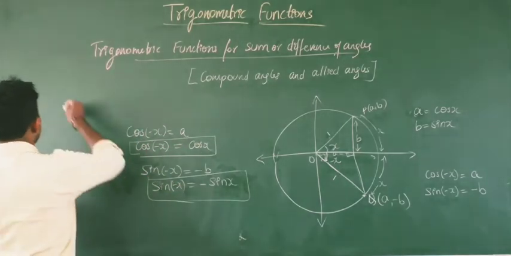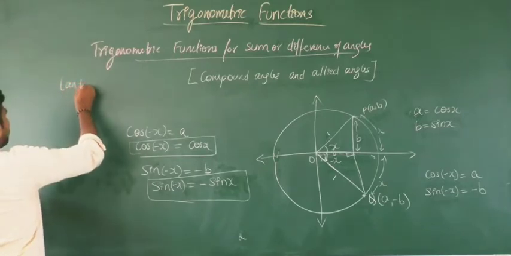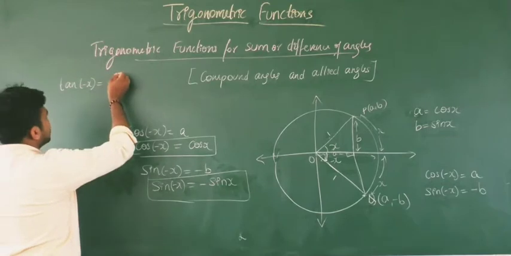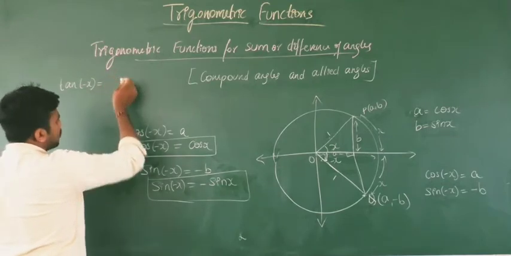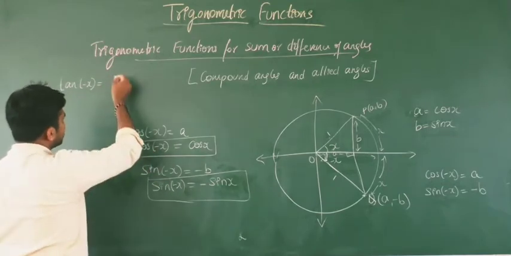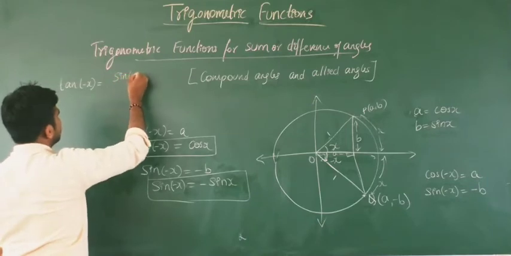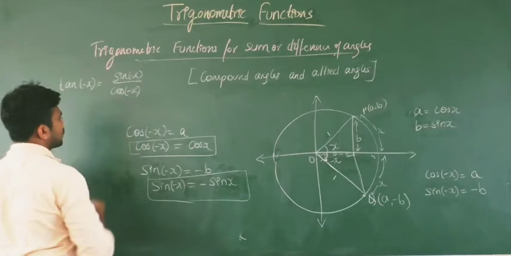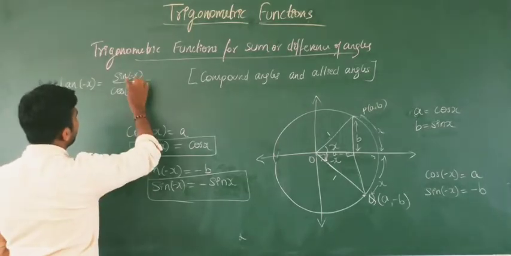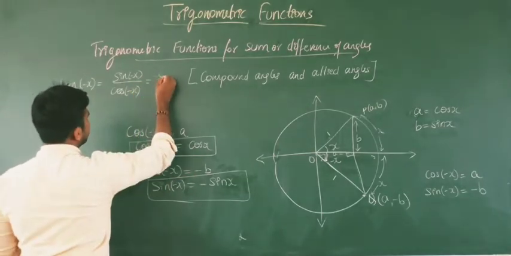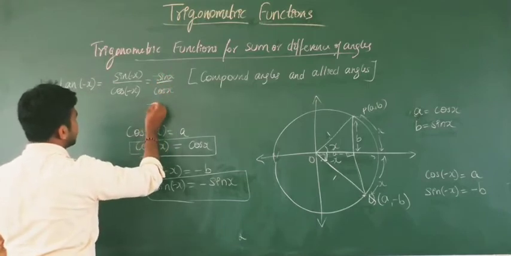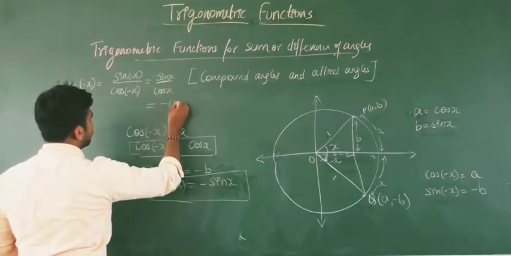Now I am writing the value of tan of minus x. You know the formula, tan theta is equal to sine theta by cos theta. So here sine of minus x divided by cos of minus x. The value of sine of minus x is minus sine x, and cos of minus x is cos x. Sine by cos is tan, so you got minus tan x.